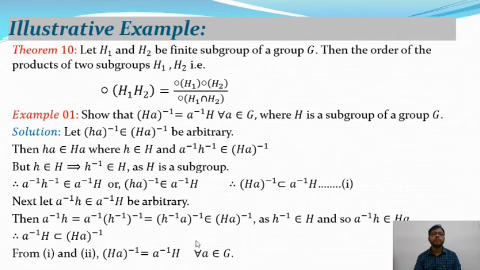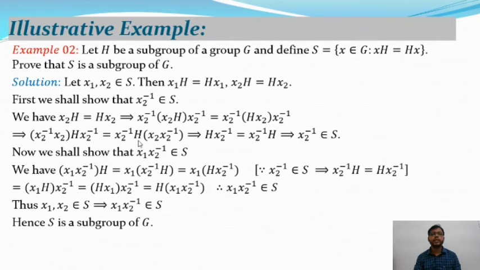This is the proof of the first example of coset. After that we will take the second example. Let H be a subgroup of a group G and define S = {x ∈ G such that xH = Hx}. Prove that S is a subgroup of G. So here is the solution.